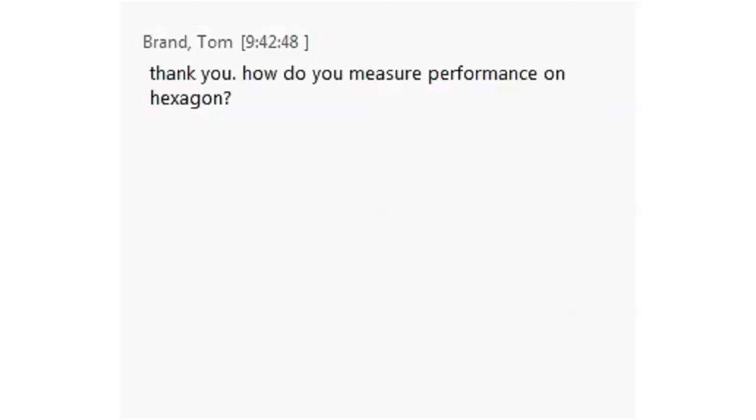So we have two types of measurements, both on the simulator as well as on the hardware. On the simulator, you can use the Hexagon cycles measurement which the Hexagon toolchain provides, where more cycle-accurate measurements can be done.